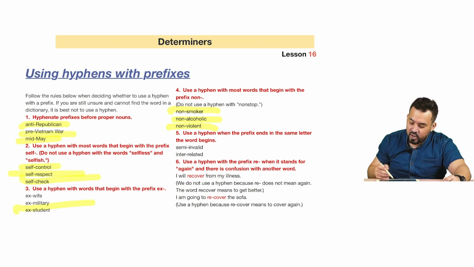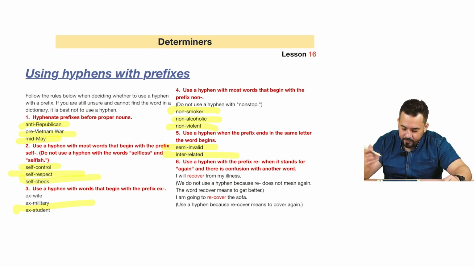We use a hyphen with words that end with the same letter. We use a hyphen when the prefix ends in the same letter as the word begins. Okay? Semi-invalid. Inter-related. All right.